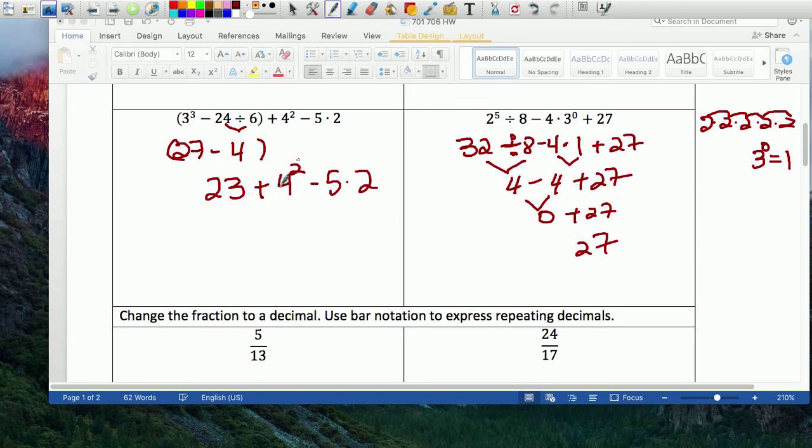Now the other unknown value that I have here is 4 to the second power. So I can write 23 plus 4 to the second power, which is 16, minus 5 times 2.